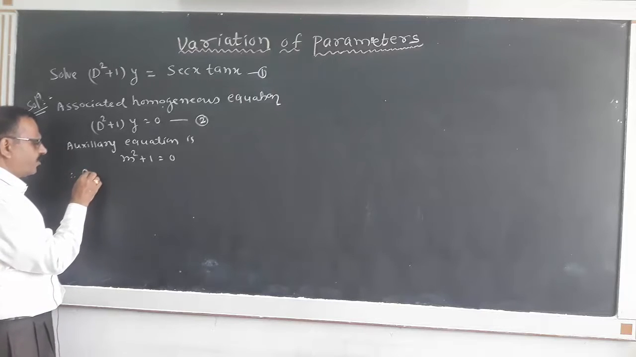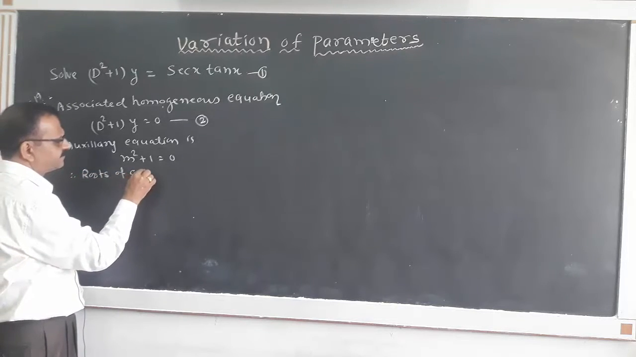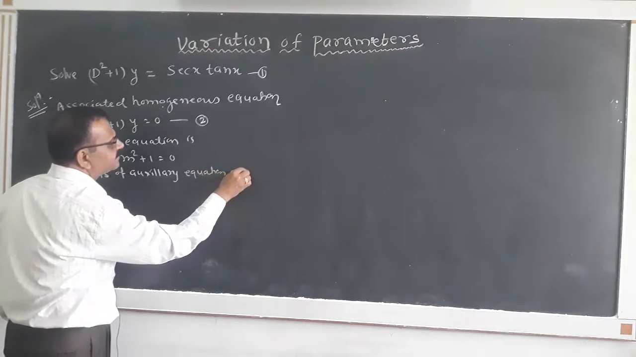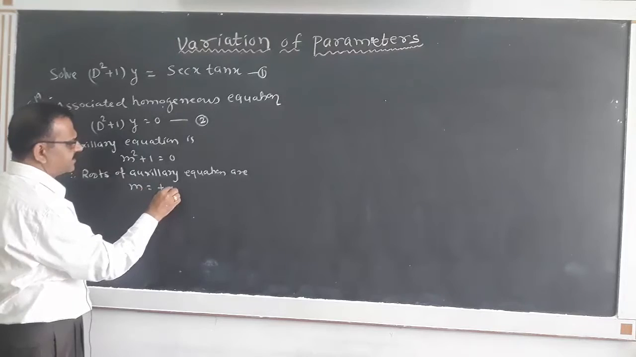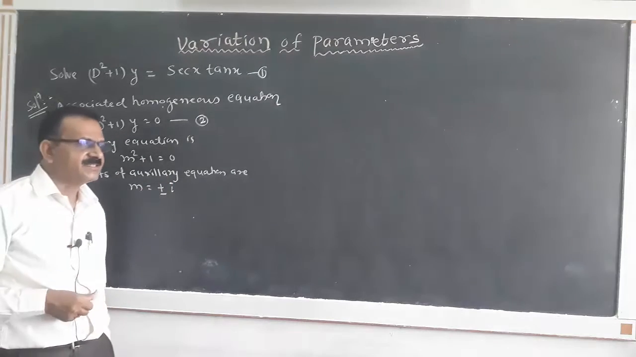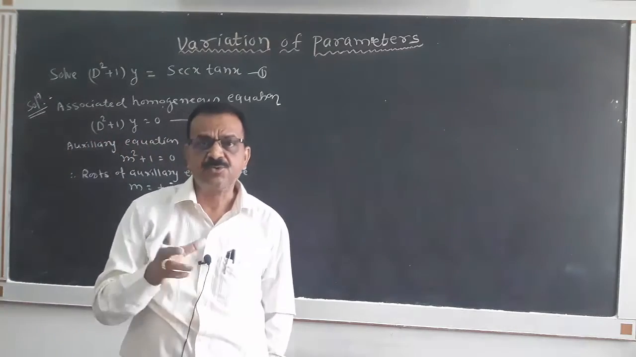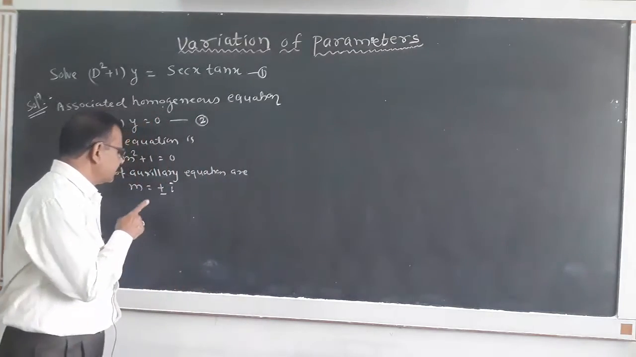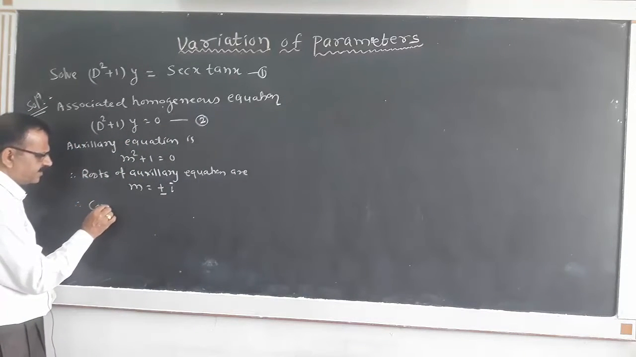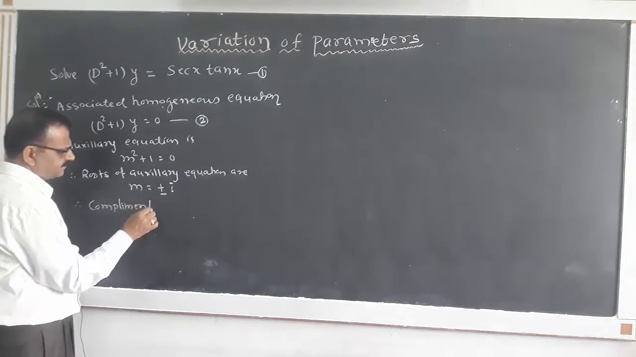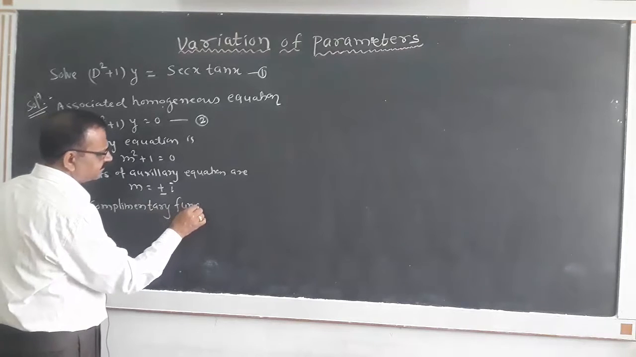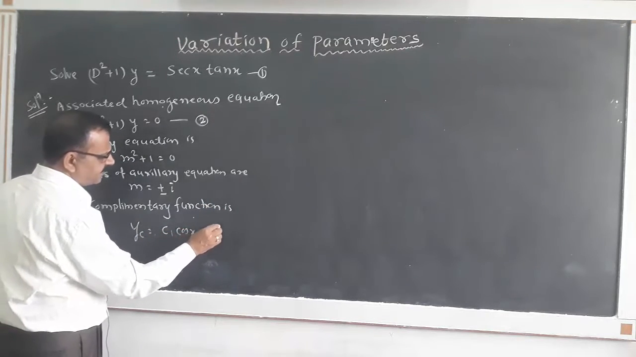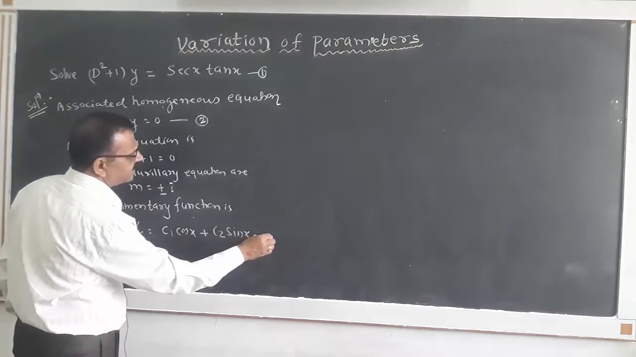Therefore, the roots of the auxiliary equation are m equal to plus minus i. These are imaginary, complex roots. And we know that if the roots are complex, then the solution of this differential equation can be written as, hence, the complementary function can be written as yc equal to c1 cos x plus c2 sin x. This is equation 3.